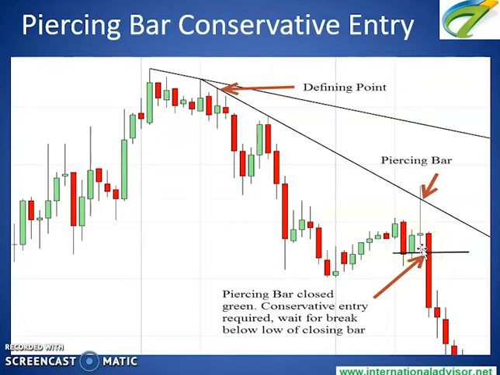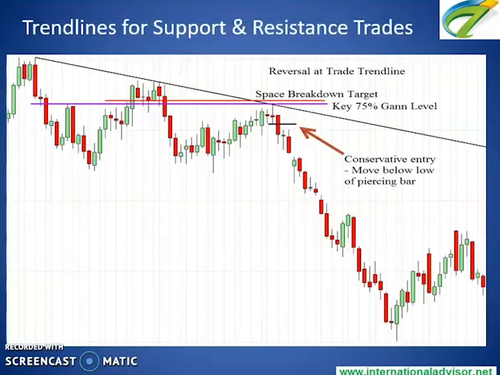Although we have detailed lectures on the piercing bar in the respective class, this is again just for the overview of how we can utilize this situation. Here we can see it's a combination of some other studies which we'll discuss further, but generally a trend line we can use for support and resistance line as well.